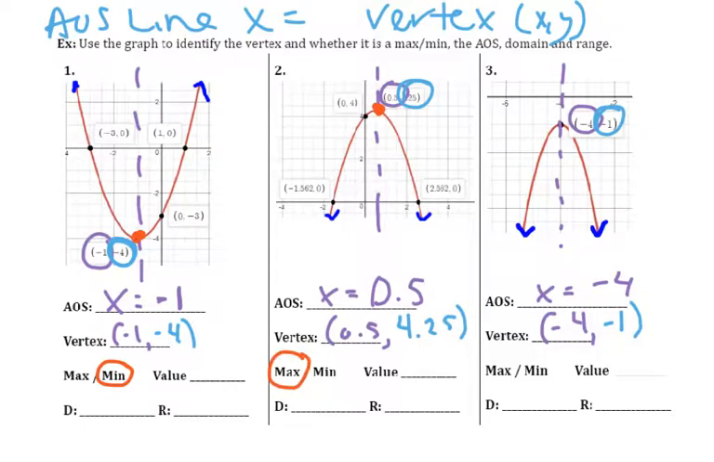And if you look at number 3, just like number 2, everything to the left and to the right of that point is going down. It's lower, which means that point is the maximum.